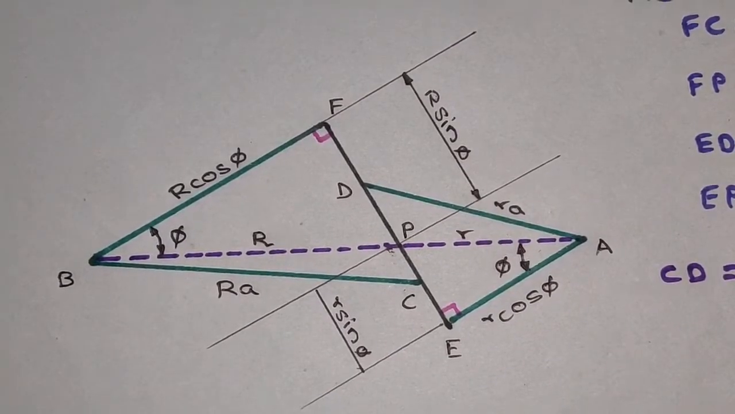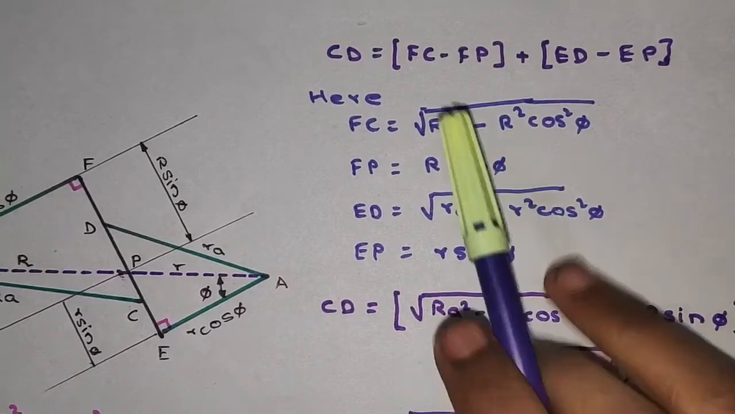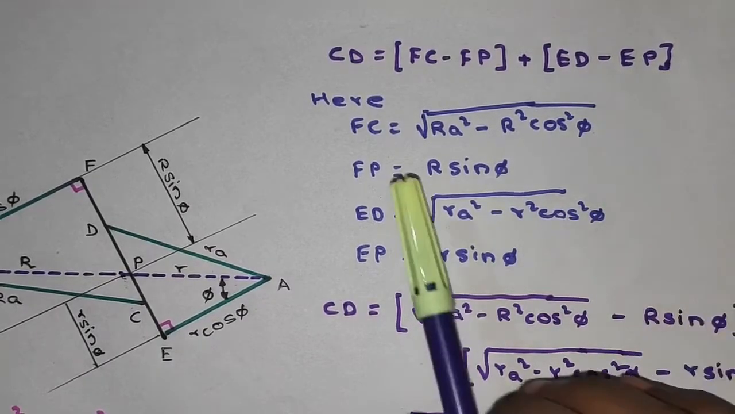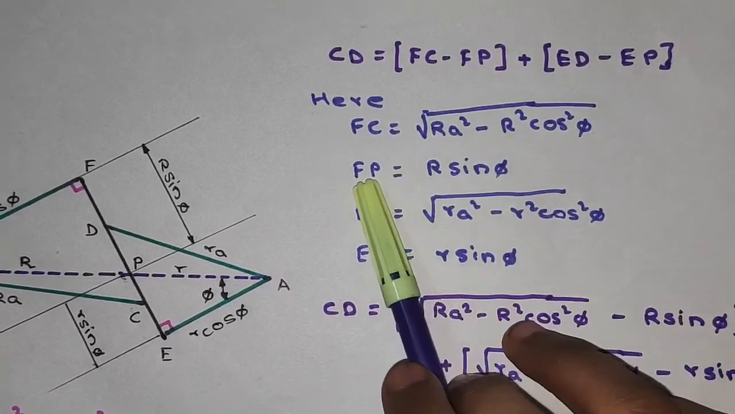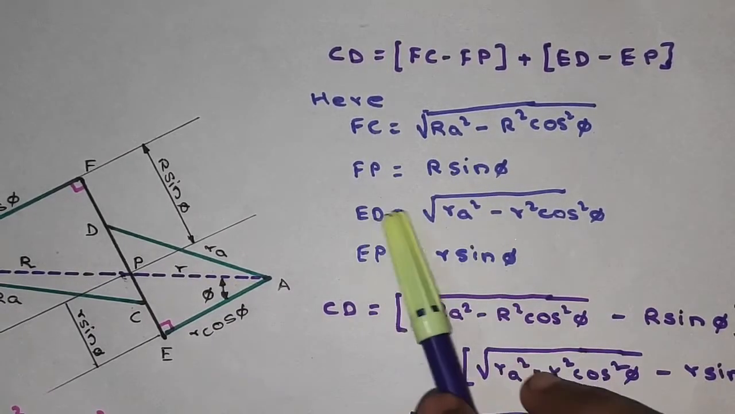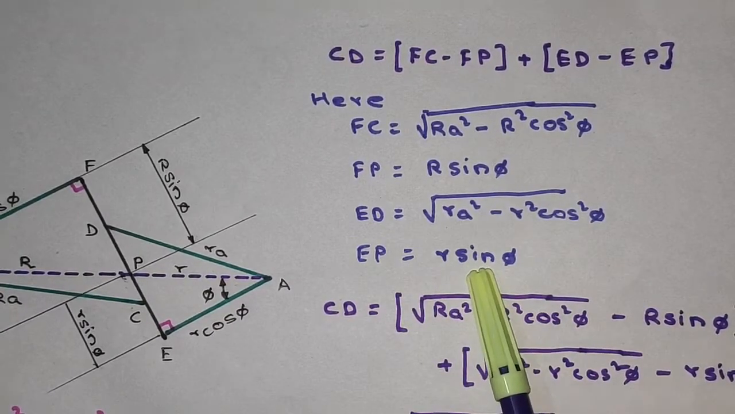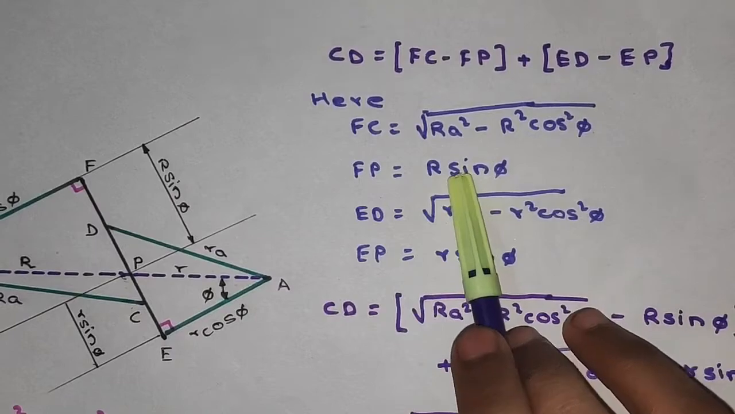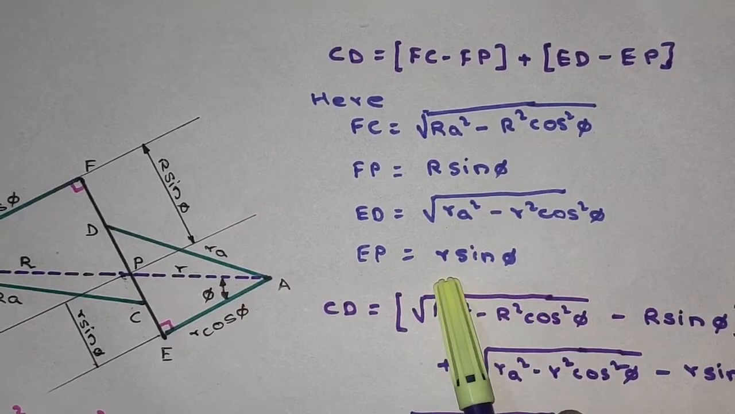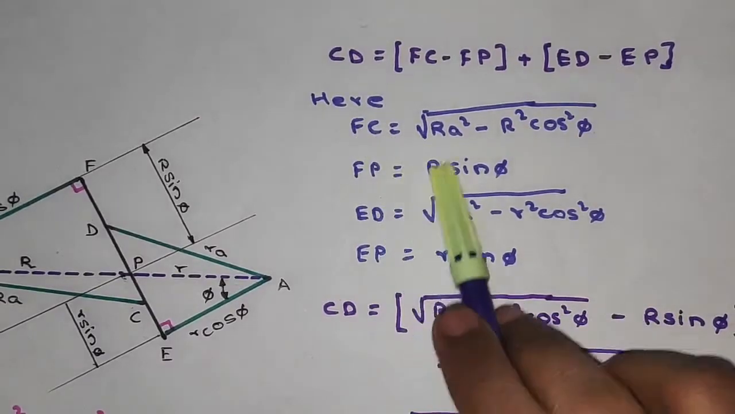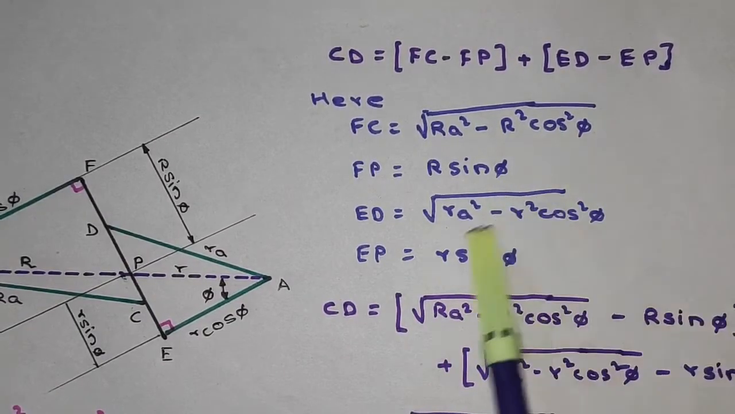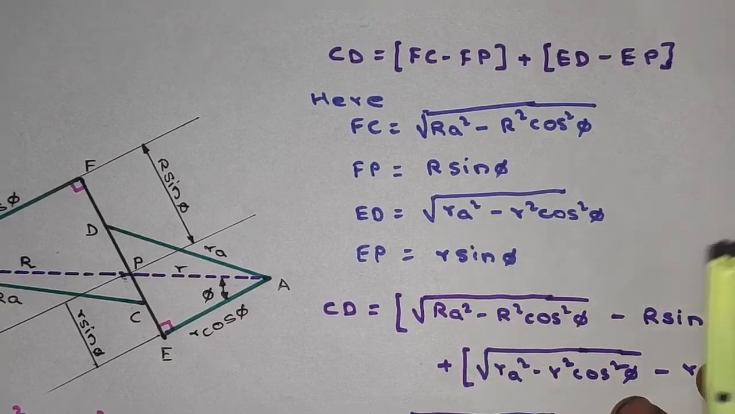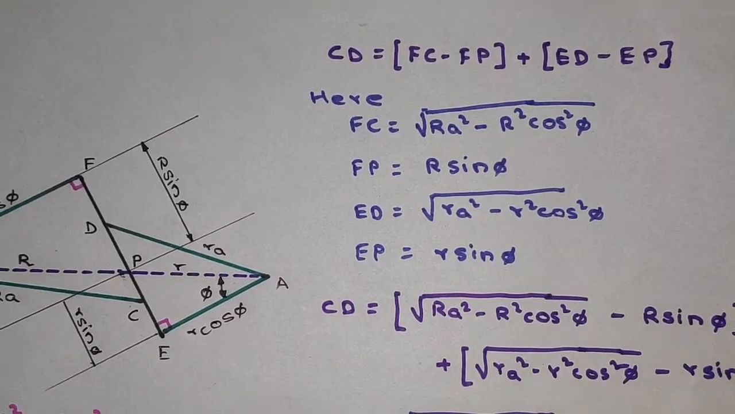So now we'll take this expression. We have taken CD is equal to FC minus FP plus ED minus EP. Now here FC will be given by this expression, FP by this expression, ED by this expression, and EP by this expression. Now how are these expressions obtained? We have seen that FP is equal to R sin phi and EP is equal to small r sin phi. But how have we got FC as root of RA square minus R square cos square phi and ED as root of small ra square minus small r square cos square phi? So let us see these equations.